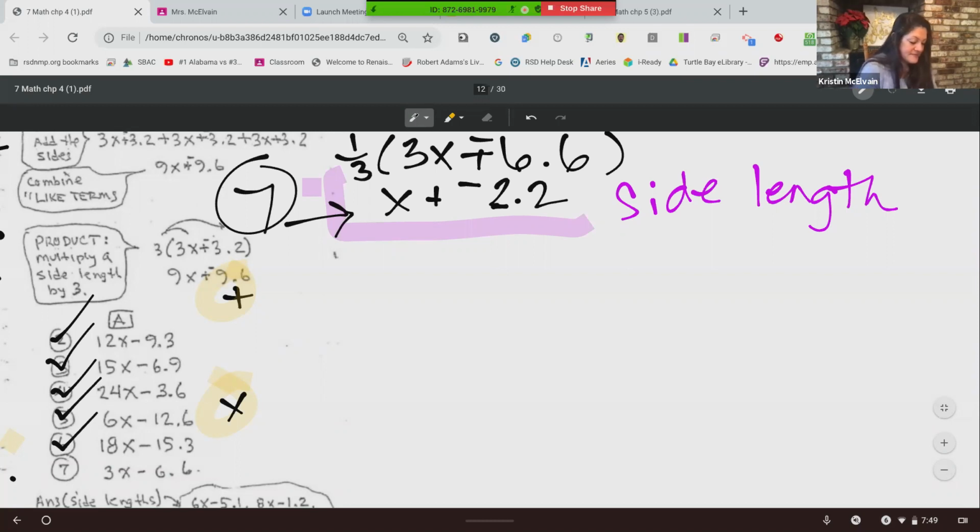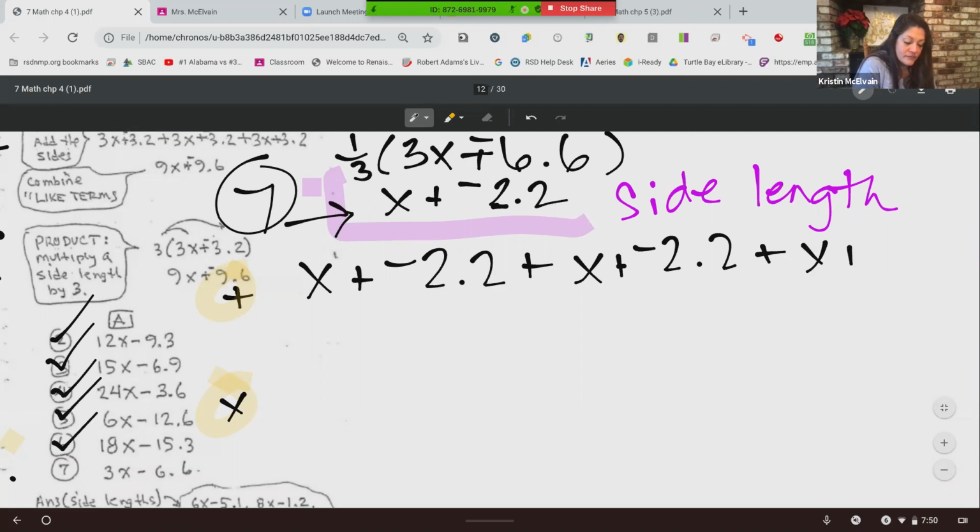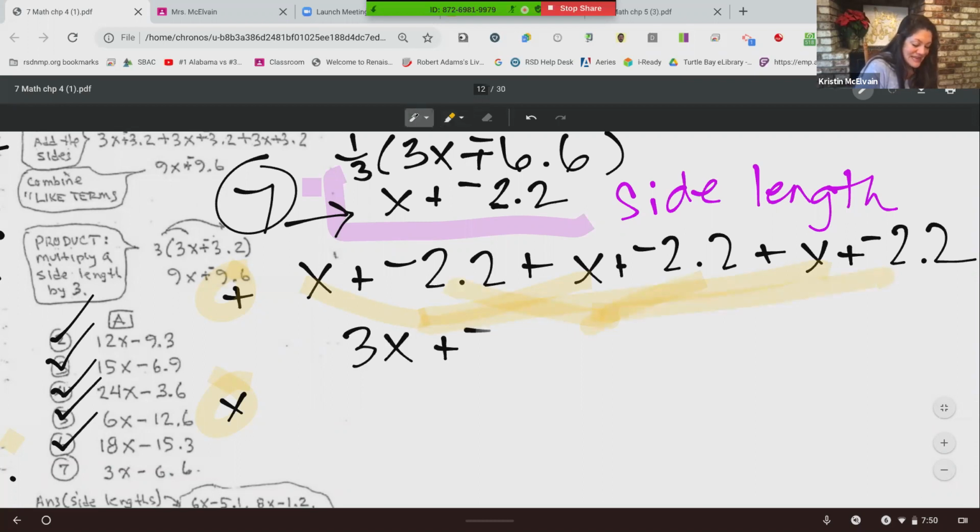Number 7. Add that together 3 times, 1 for each side of our equilateral triangle. Remember, equilateral means that each side is equal. All right. Combine like terms. 1, 2, 3x. 3x plus a negative 6.6.